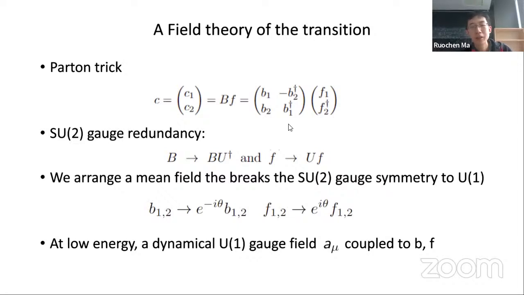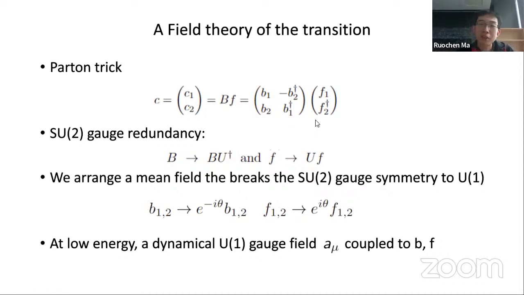And we simply rewrite the physical electron operator, which is a spin doublet, as a product of a bosonic parton B and a fermionic parton F in this matrix product form.